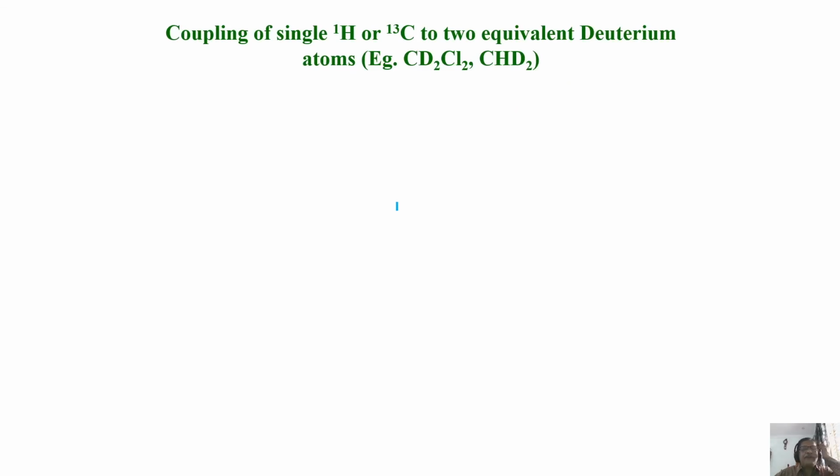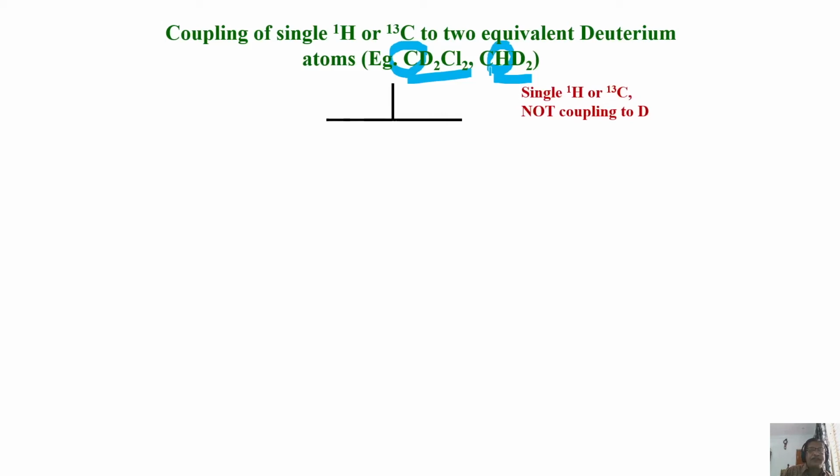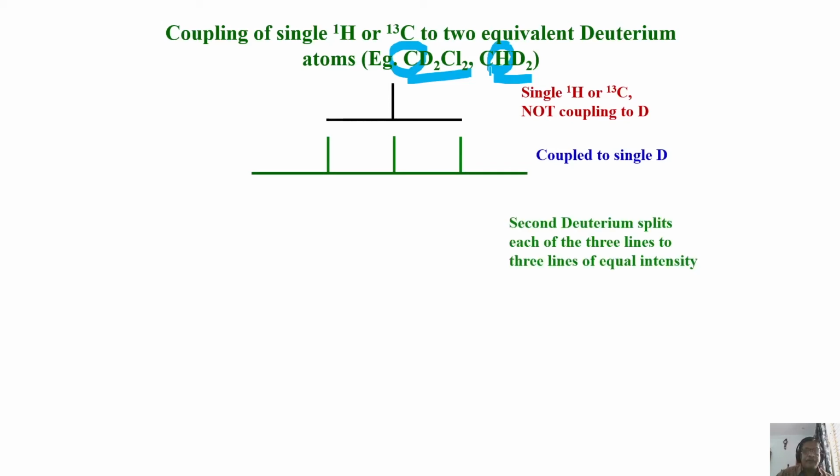Now, what happens when I take CD2Cl2 or CHD2? These are all the molecules. I'm looking for carbon here, and proton here, or carbon also, it doesn't matter. Here also I can see carbon. One carbon is there, no problem. What is the intensity pattern you get? How many peaks are you going to see? You'll understand. When a single proton or single carbon is not coupled to deuterium, it is a single peak. When it is coupled to one deuterium, as I just said, you get 3 peaks of equal intensity. We got it. Now bring in another deuterium.